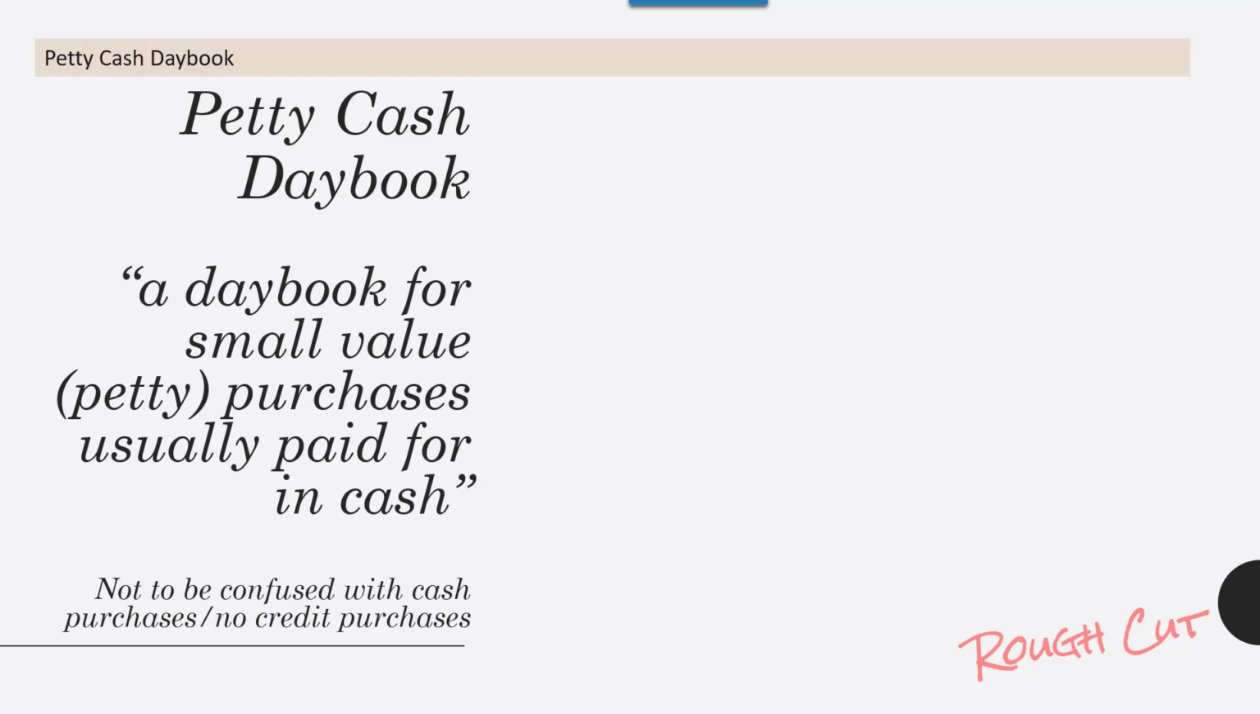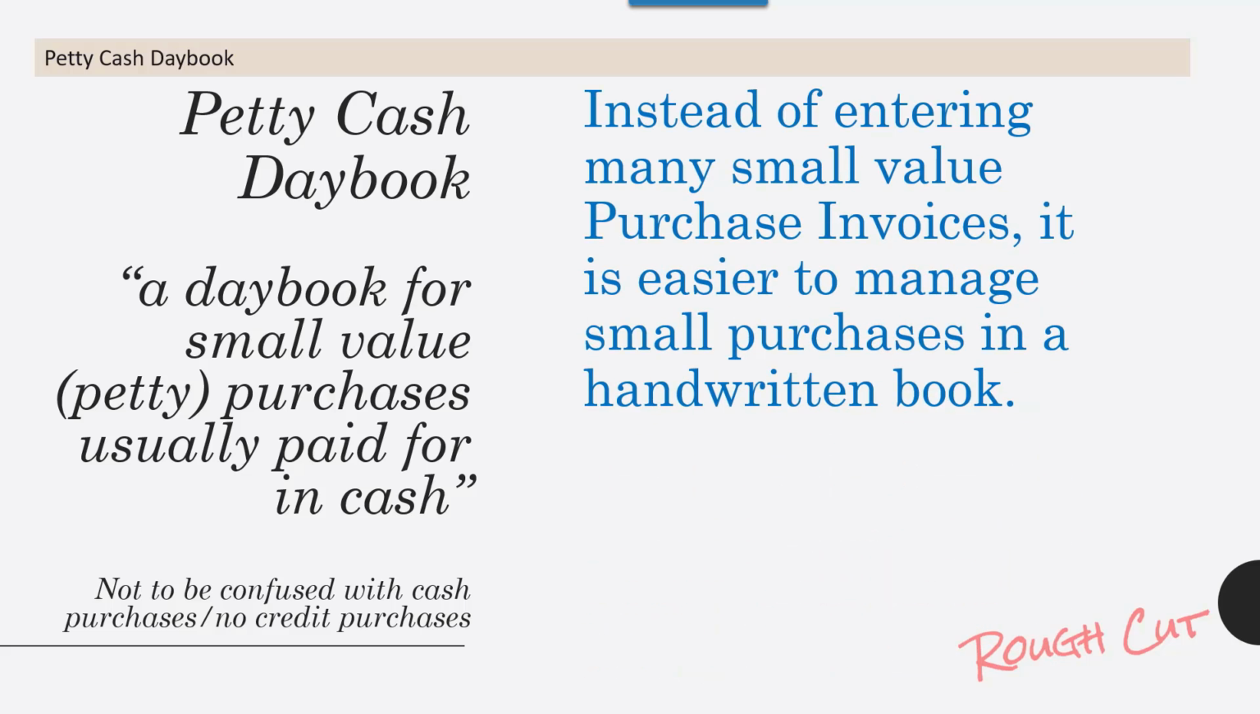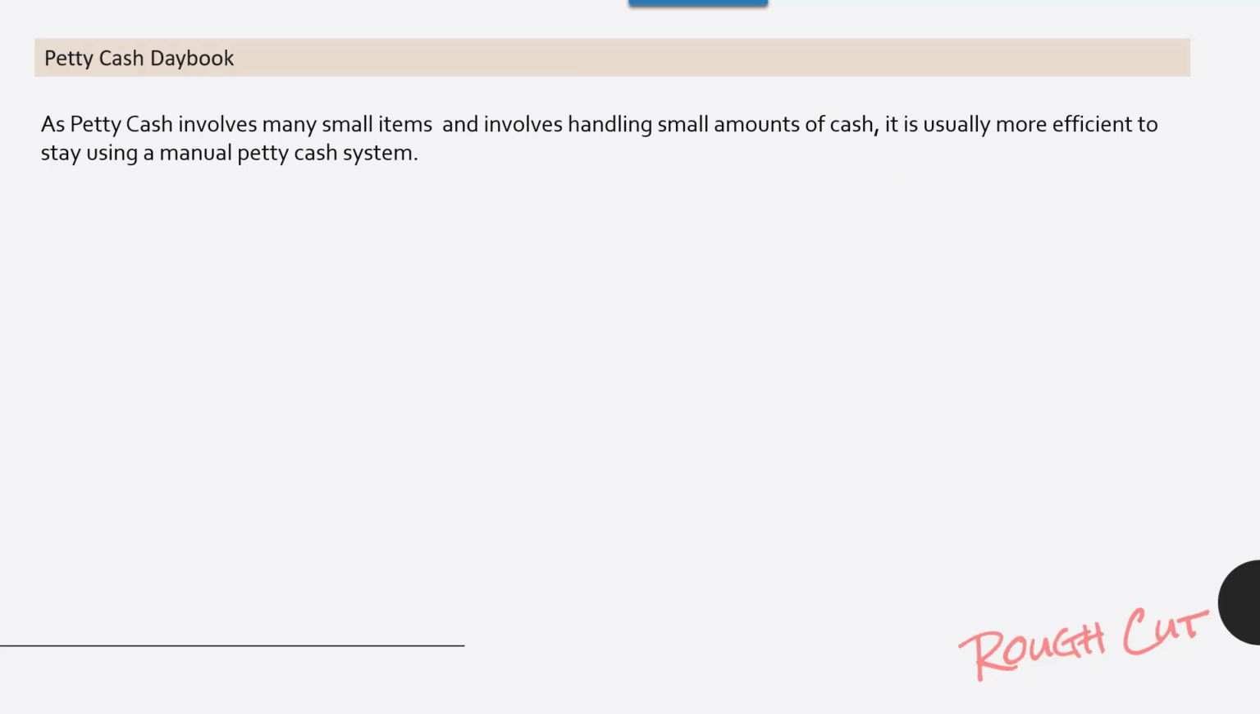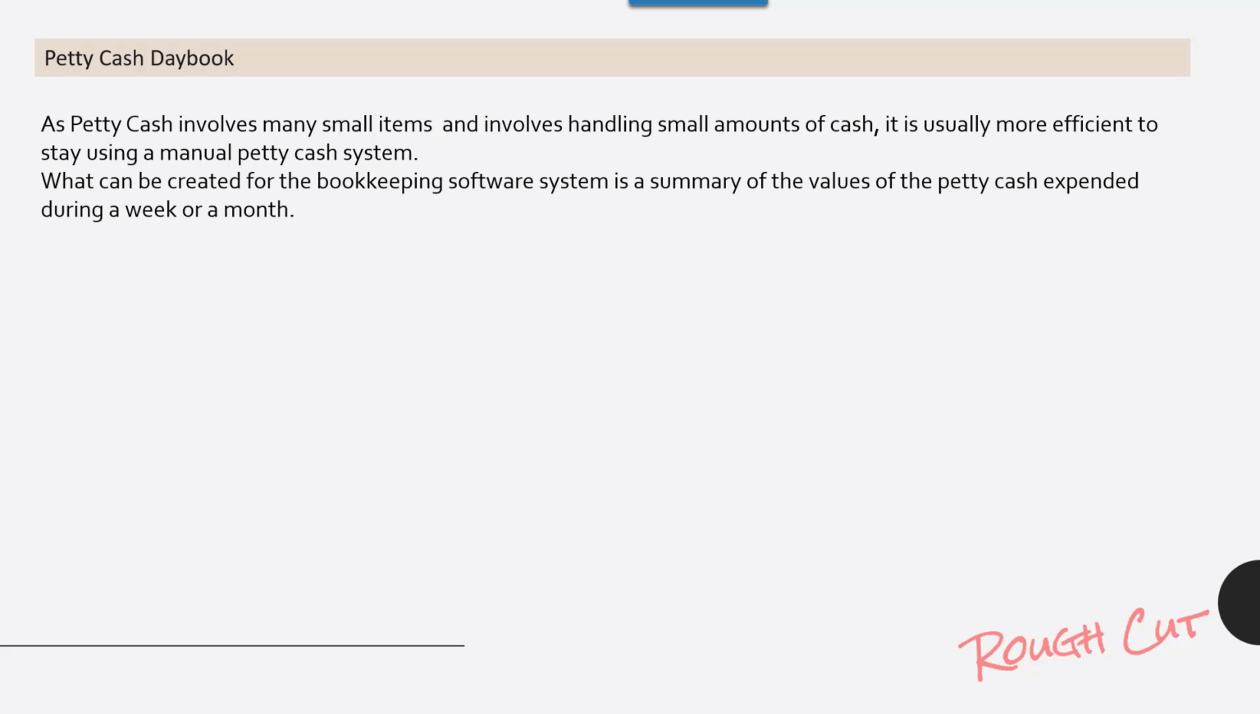The Petty Cash Daybook is a daybook for small value, petty purchases usually paid for in cash. And this is not to be confused with cash purchases or no credit purchases. Instead of entering many small value purchase invoices, it is easier to manage small purchases in a handwritten book. As petty cash involves many small items and involves handling small amounts of cash, it is usually more efficient to stay using a manual petty cash system.